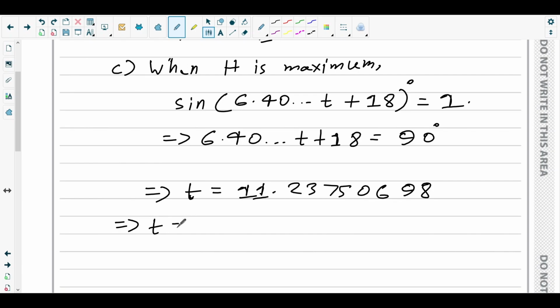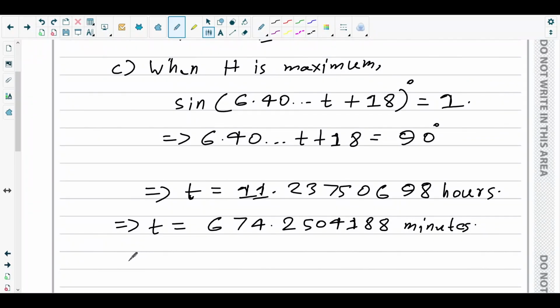If you convert it to minutes, we have to multiply 11.23750698 by 60, because this is in hours. So if you convert it to minutes, we multiply it by 60. You will get 674.2504188 minutes. The question said to give the answer to the nearest minute. So to the nearest minute, we can say 674 minutes.